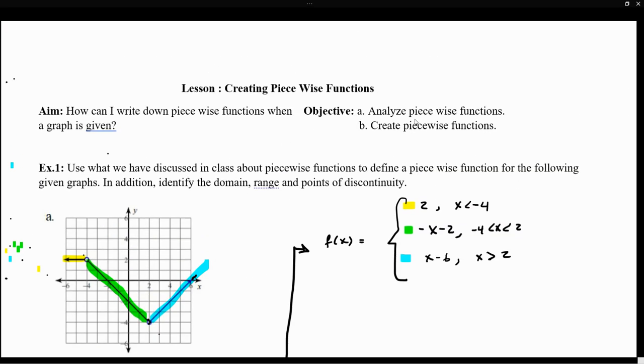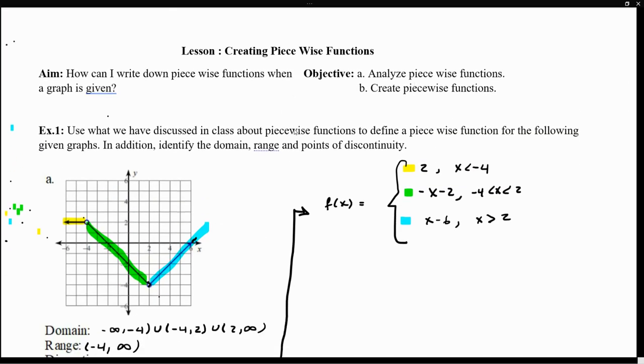Now, this ends our lesson for creating piecewise functions.